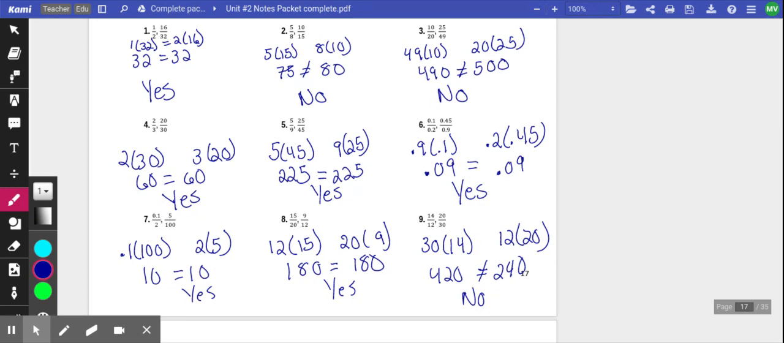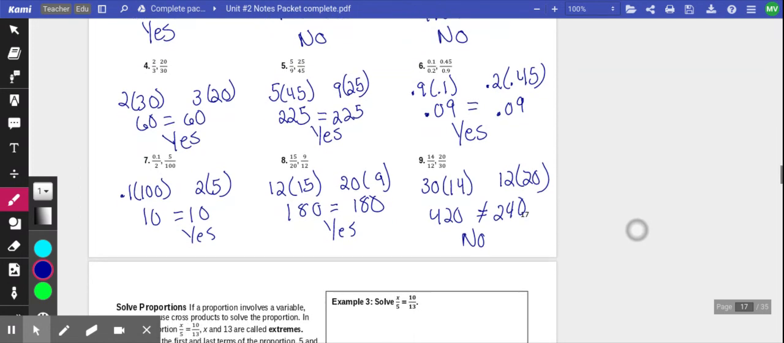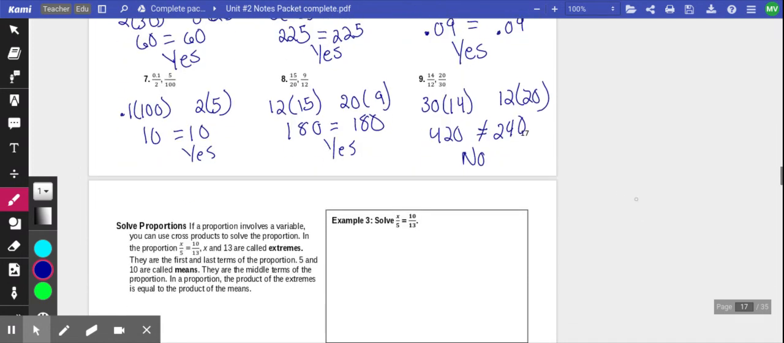So that's a yes. 6, I got 0.09 is equal to 0.09, which is a yes. 7, 10 equals 10, so that's a yes. 8, 180 equals 180, so that's a yes. And 9 is 420 is not equal to 240, so that's a no.